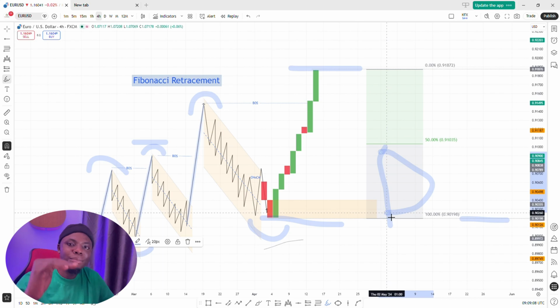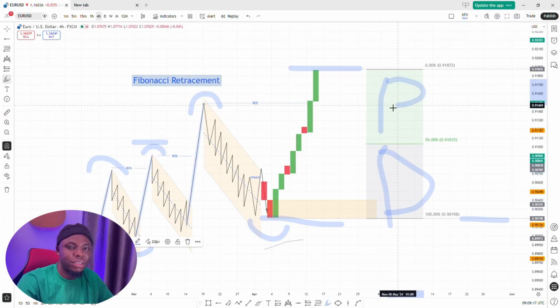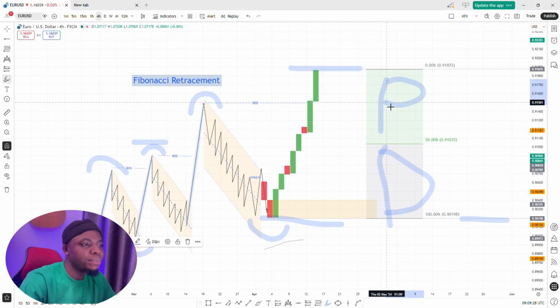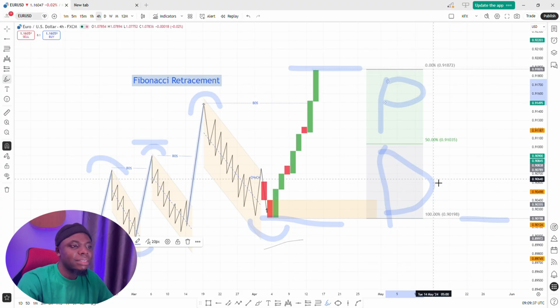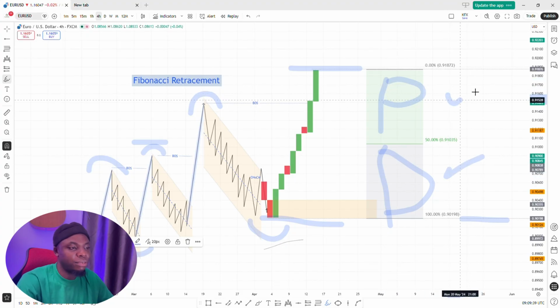So anything below 50% is called discount price, and anything above 50% is called premium price. That means if you're in a downtrend, you want to sell at premium price, and if you're in an uptrend, you want to buy at discount price. All right, so now this is just an example for an uptrend. So currently I'm looking at buying at discount, then selling at premium if I'm in a downtrend.